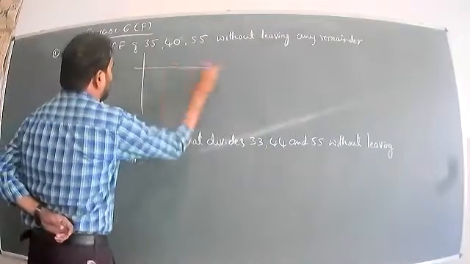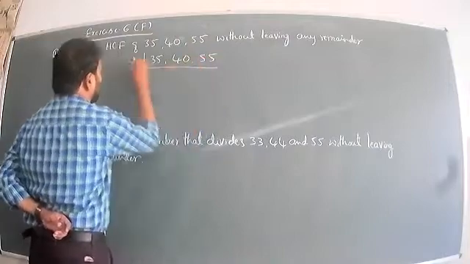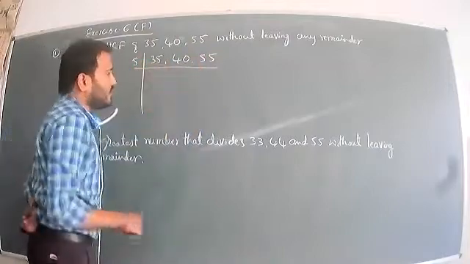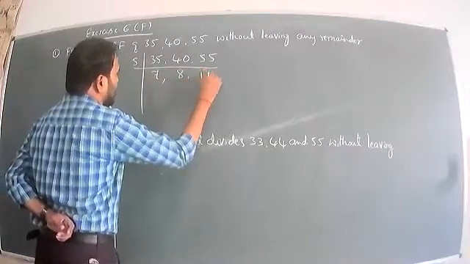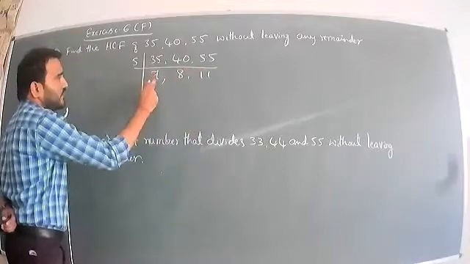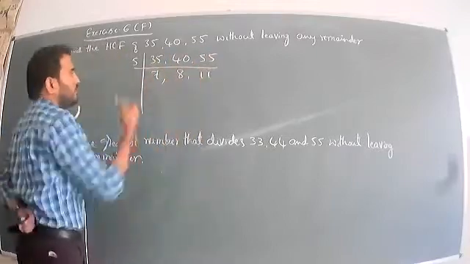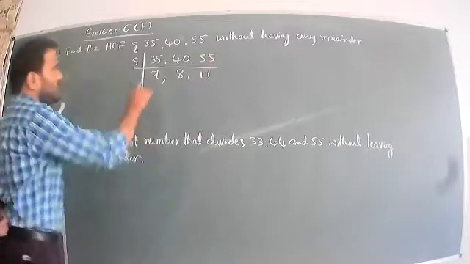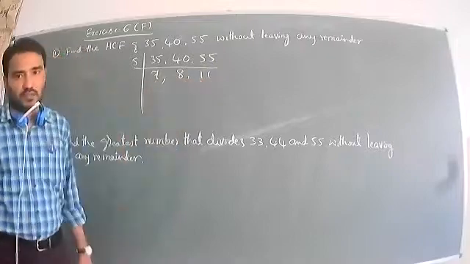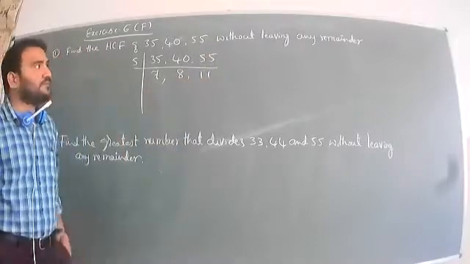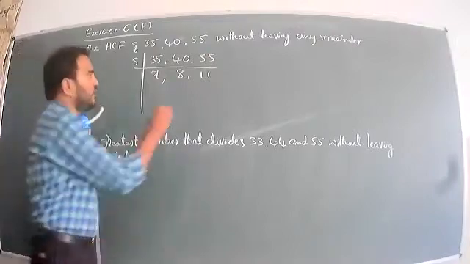Take 35, 40, 55. Take 5 because all the numbers end in 0 or 5. 5 7s are 35, 5 8s are 40, 5 11s are 55. Is it right? Now we continue the division. These numbers are co-prime, because one number is even and others are odd, so they cannot be divided further. So the HCF is 5.